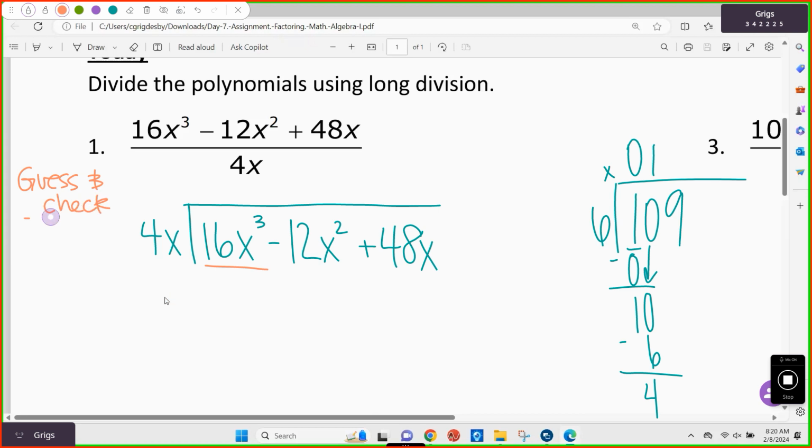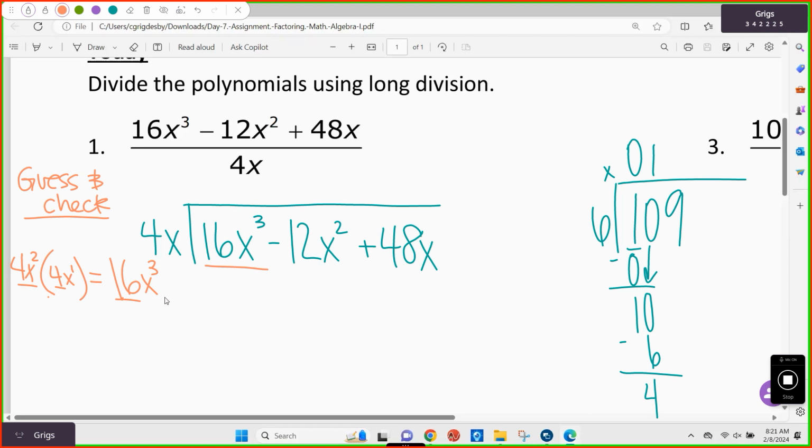so I'm calling my little section over here, blank times 4x. So what can I multiply 4x by to get 16x squared? Think about just your coefficients. 4 times 4. Now, if I just have 4 times 4x, that just gives me 16x. So I need 4x squared, because if I think about my exponent rules, that would get me back to that. Do you agree?